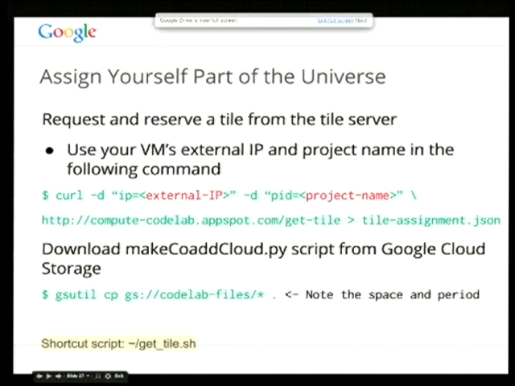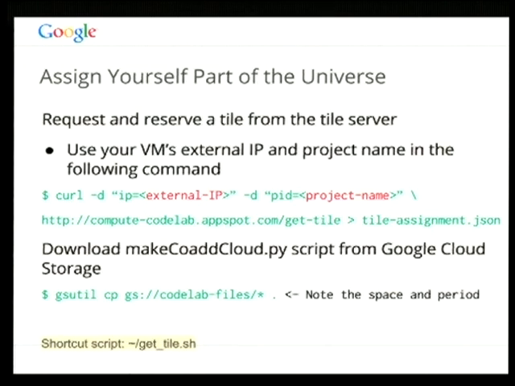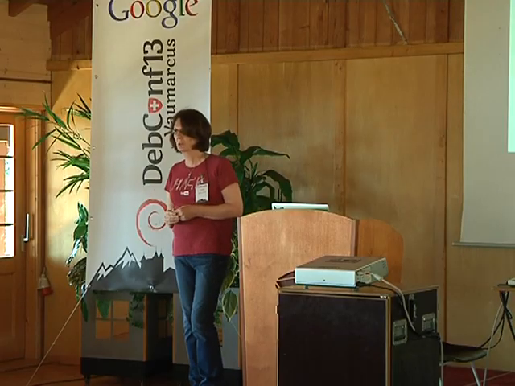So the next step is to actually assign yourself part of the universe, and to do this, you're going to pull down something from our servers, from Google Cloud Storage, by connecting to a URL on another App Engine application called computecodelab.appspot.com. That will connect with Google Cloud Storage and pull down a bunch of image URLs for you and some metadata. Once you've done that, you need to copy some files using GSUtil, a tool Jimmy mentioned in his talk. GSUtil allows you to interact with Google Cloud Storage.